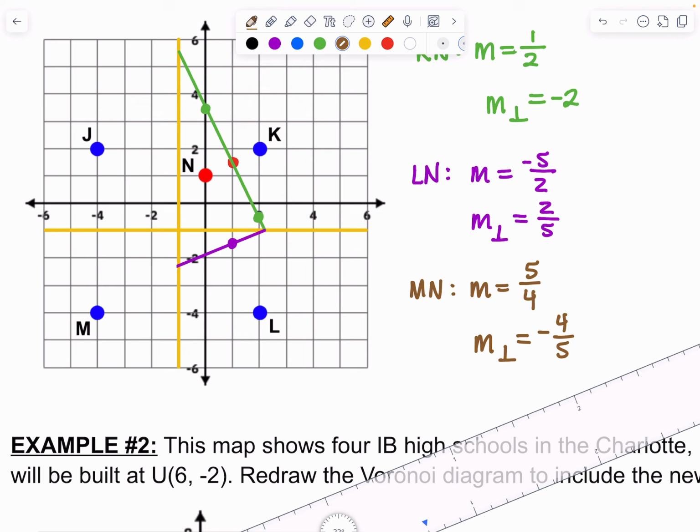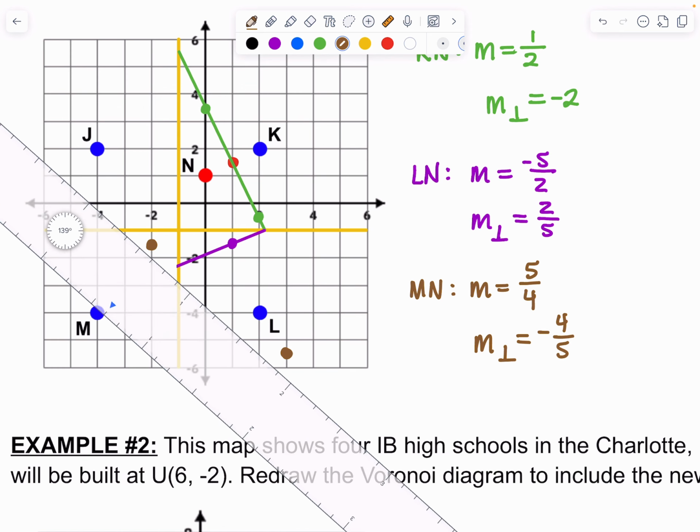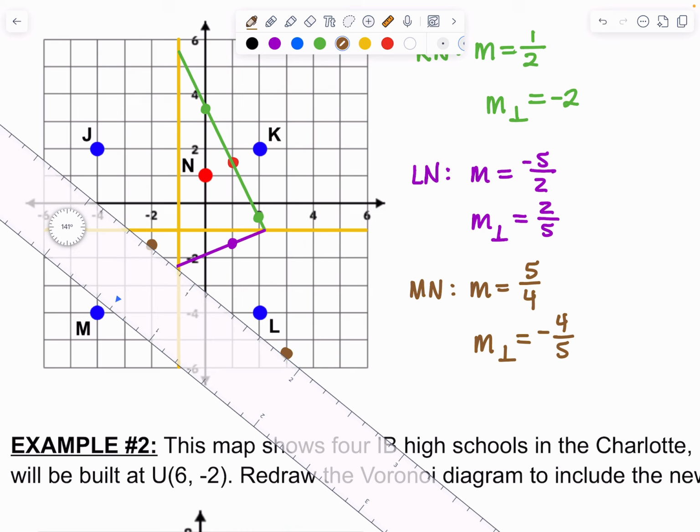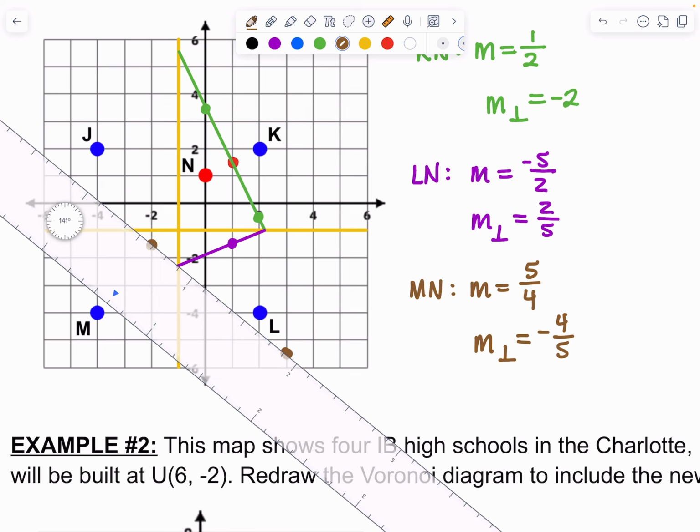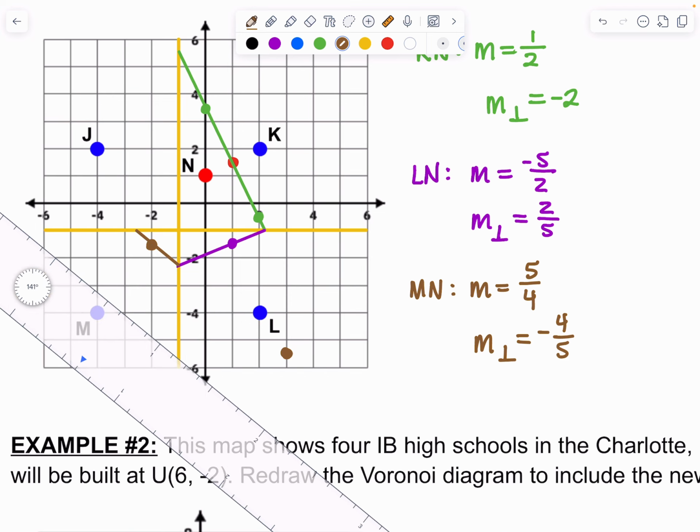So what I have to do is find my midpoint first between M and N. So I need to go up 2.5 and over 2. Okay, then my perpendicular slope says I need to go down 4/5. Okay, so now I draw my bisector, but remember I only need to draw it right there.